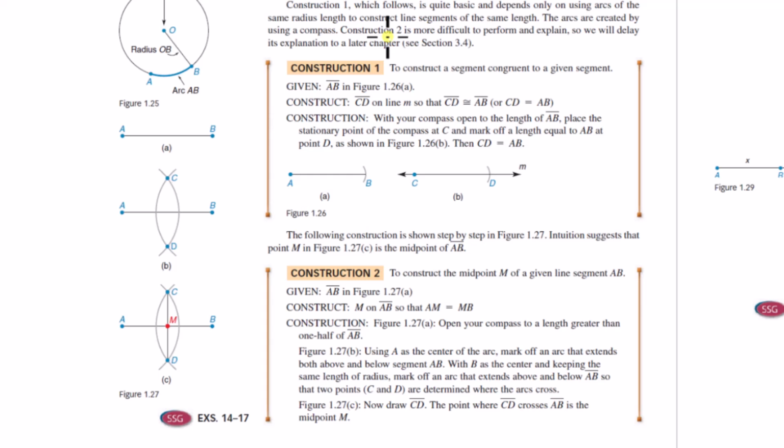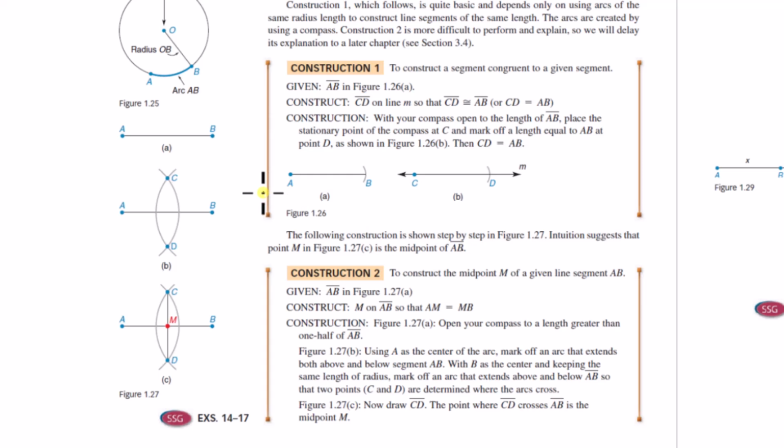Okay? But now coming back to construction 2, it's more difficult to explain, so they're going to explain later, but can we think through right now why this worked? Well, okay. We know that with the radius fixed on the compass, the distance from point A to any point on this arc is going to be the exact same as the distance from point B to any point on this arc. Okay, I'll say that again. Since the radius of the compass was fixed, the distance from A to any point on this arc is the exact same as the distance from B to any point on this arc.